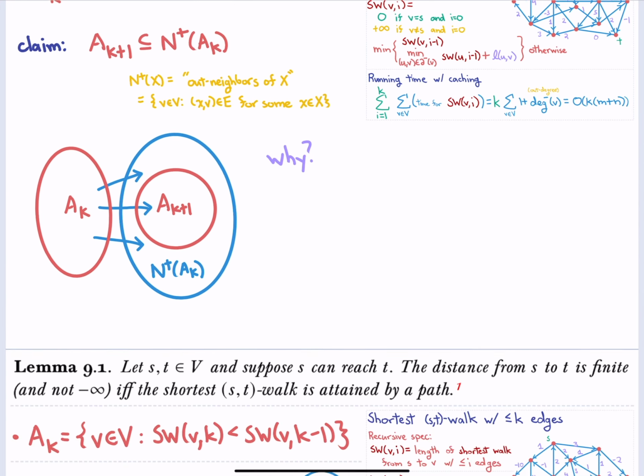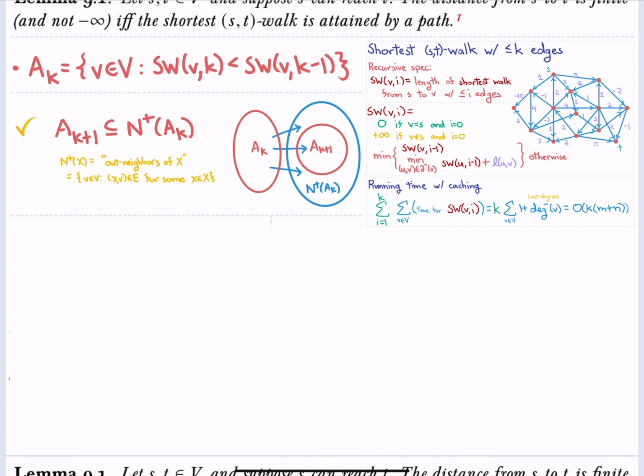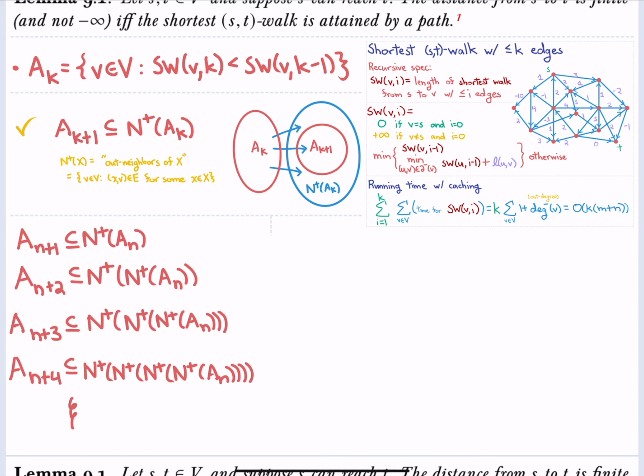Okay. All right, so with that established, I know that a sub n, everything has distance negative infinity. And I know that a sub n plus 1 is a subset of everything that's one hop away from a sub n. And I know that a sub n plus 2 is a subset of everything that's 2 hops away from a sub n. I know that a sub n plus 3 is the subset of everything within 3 hops of a sub n, and so forth.